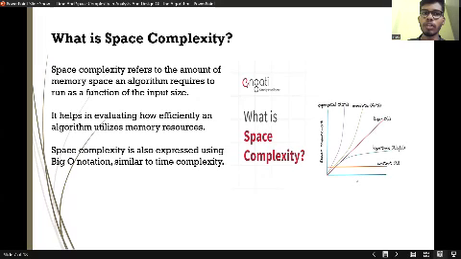It is one of the most important topics related to the analysis of algorithms. Space complexity refers to the amount of memory space an algorithm requires to run as a function of input size. So memory space is very important in space complexity. It helps in evaluating how efficiently the algorithm utilizes memory resources. Space complexity is also expressed using the big O notation, similar to the time complexity.